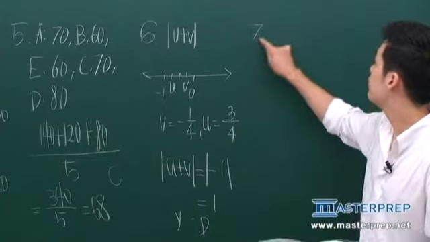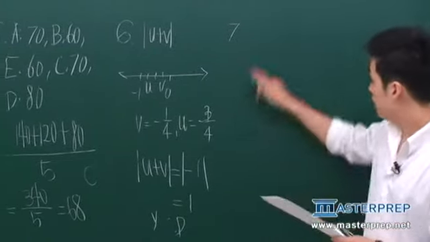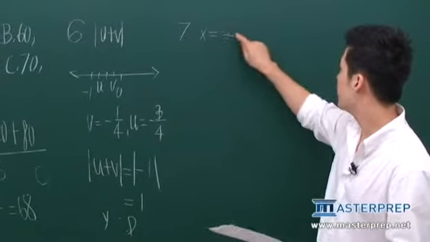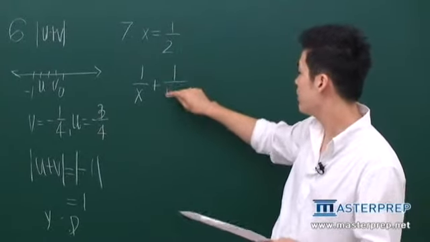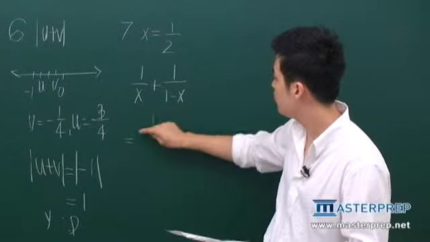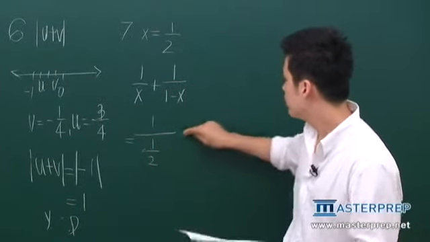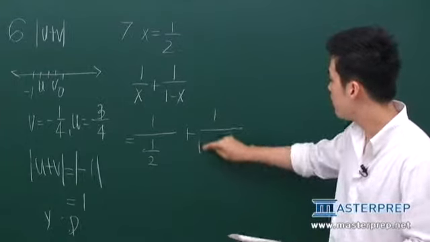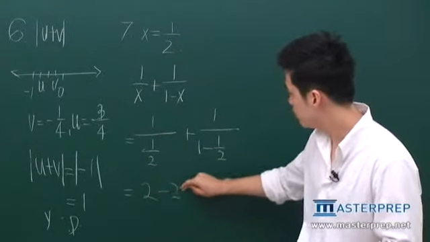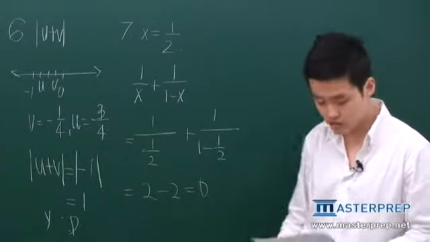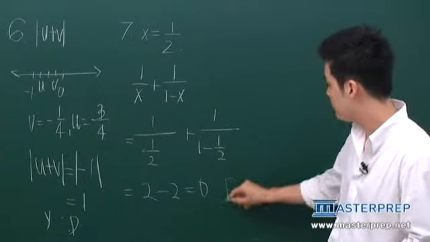Okay, so let's solve number 7 then. We are given that x is equal to 1 over 2. And 1 over x plus 1 over 1 minus x is equal to 1 over 1 over 2 plus 1 over 1 minus 1 over 2, which is equal to 2 plus 2, which is 4. So B is the answer.